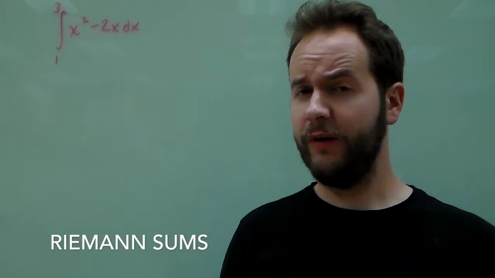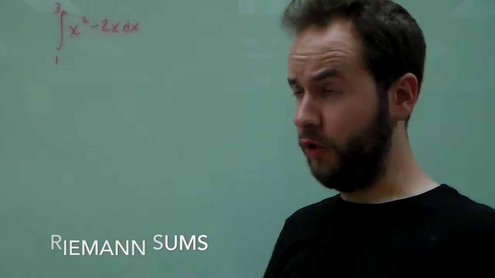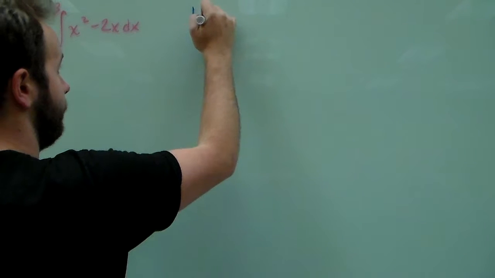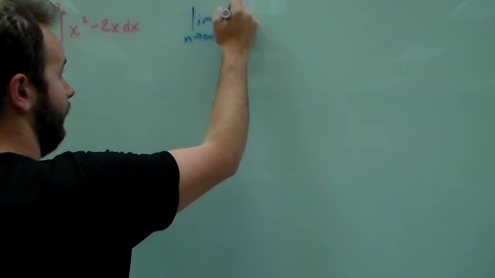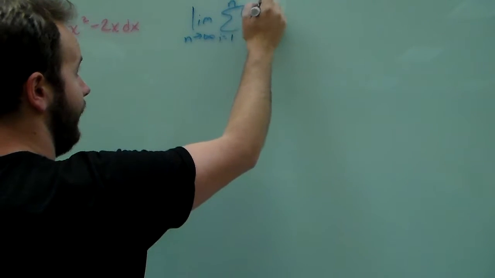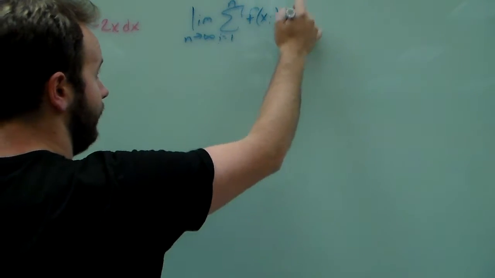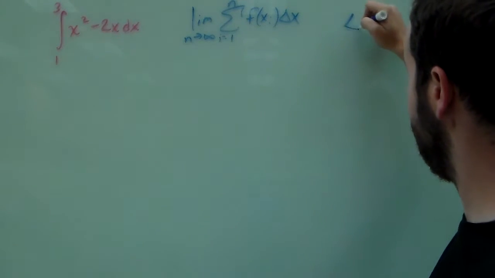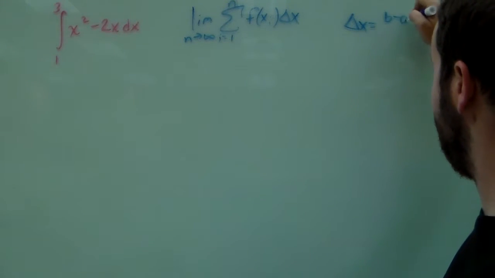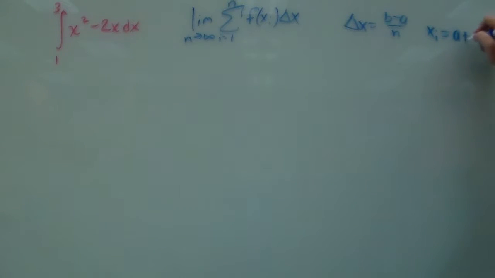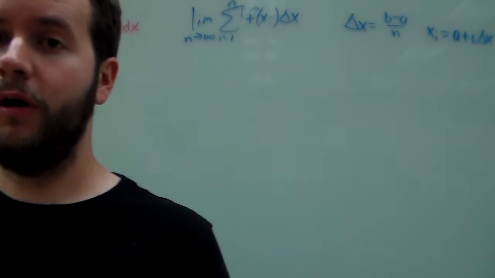All right, this problem is super tricky. We're going to try and convert this integral to a Riemann sum. Now there are a couple formulas you need to know. You need to know the limit as n approaches infinity of the summation from i equals 1 to n of f of xi times delta x. And you also need to find out what xi and delta x are. So let me provide those formulas over here. Delta x equals b minus a over n, and xi equals a plus i delta x. Whew, there's a lot up there, but make sure you know all of those formulas.